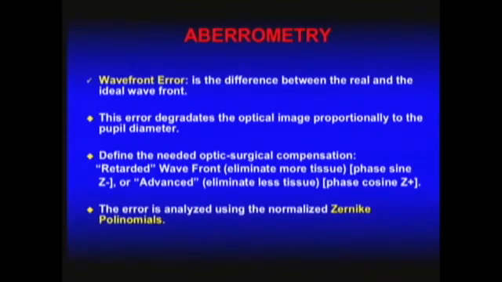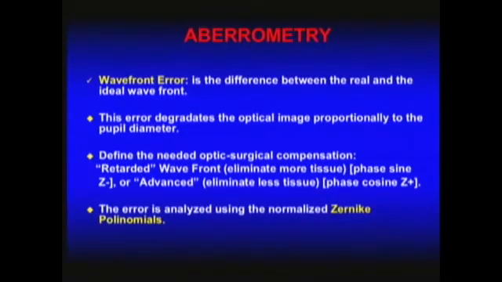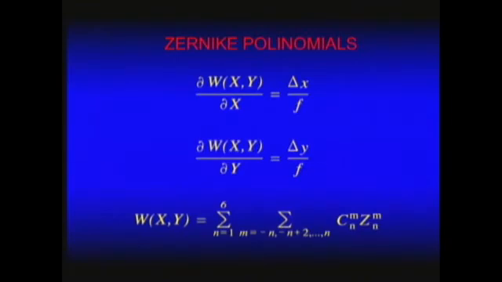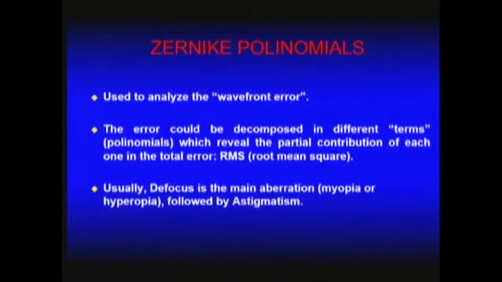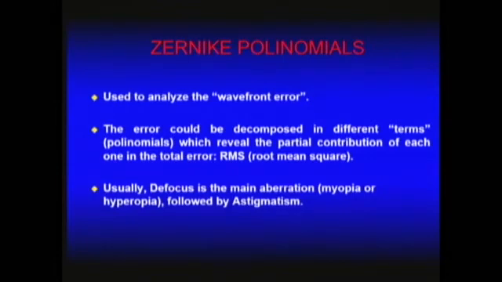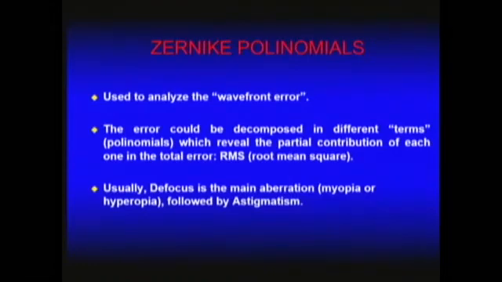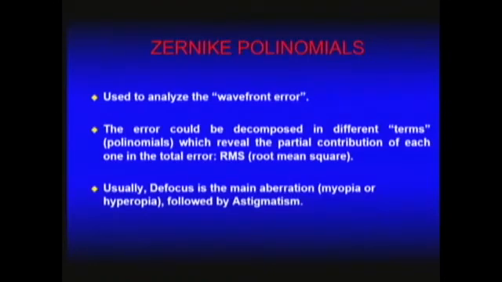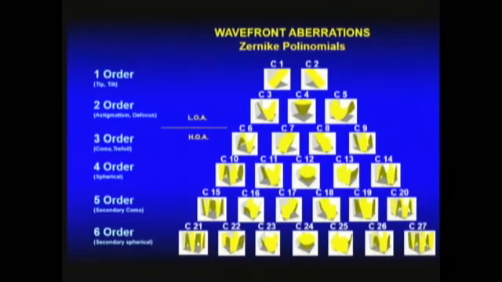These errors are analyzed individually by the Zernike polynomials. These are the Zernike polynomials, and they are used to analyze the wavefront error that can be decomposed into different terms, which reveal the partial contribution of each one to the total error, which is the root mean square. Usually, the defocus is the main aberration, which is myopia or hyperopia, followed by astigmatism. These are the low-order aberrations.